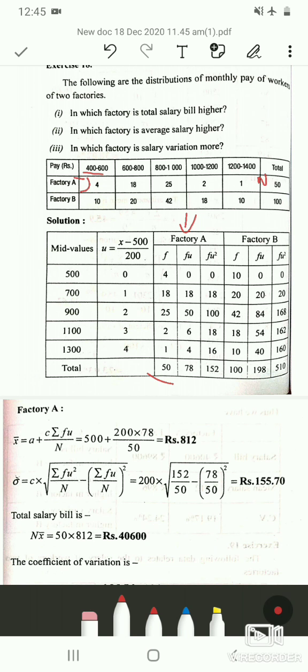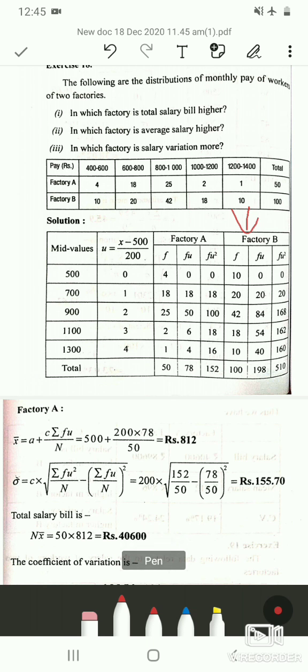So then we require in the formulas of sigma and x bar, fu and fu square. So fu is nothing but multiply f into u, that is 4 into 0 is 0, 1 into 18 is 18. Similarly calculate for all the values, and then fu square, that is square these values. So 0 square will be again 0, then 1 square into f, which is 18, and for this it is 2 square, which is 4, 4 into 25, which is 100. So similarly calculate for all the values.